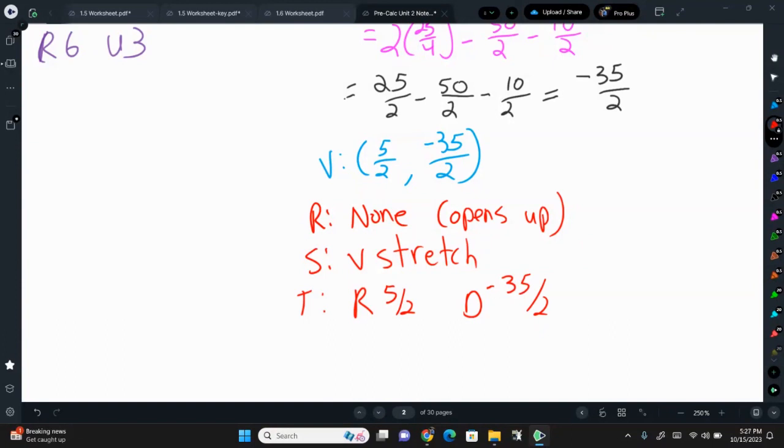And eventually we're going to get to the point where we don't need to do all of RST. You can just describe, oh, this is a vertex and it opens up. And that's kind of what we do for our rough sketches. We say, okay, our vertex is 6, 3, it opens up. So then you draw your parabola opening upwards.